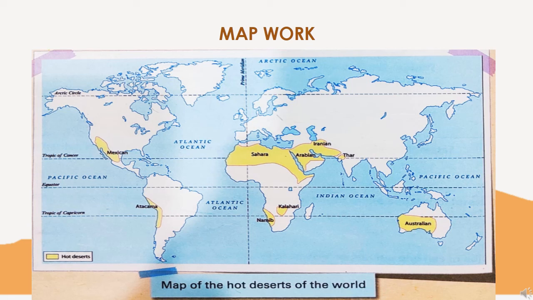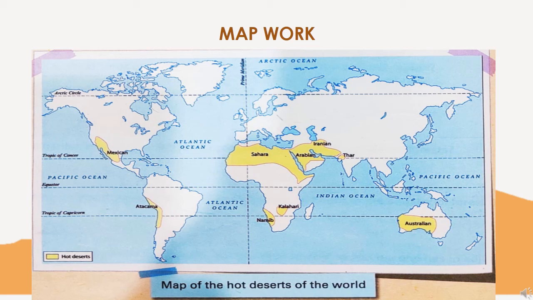Then coming towards the southern part of Africa, that is the Namib and the Kalahari Desert, also in southern Africa. Then moving towards the Australian desert, that is in Australia, and most of its part, more than half, as I told you, 40% of Australia is covered with desert.